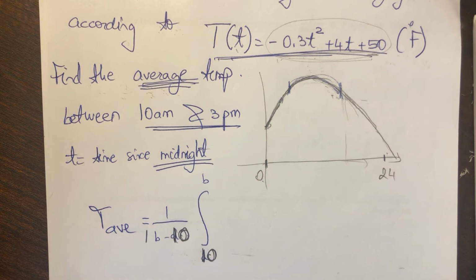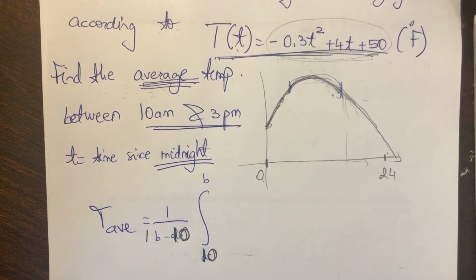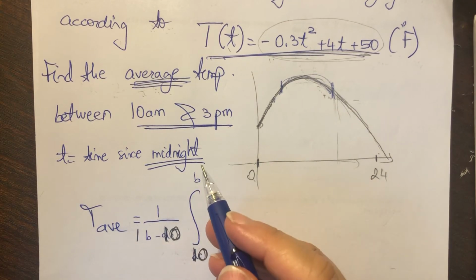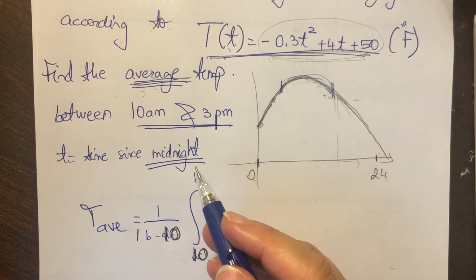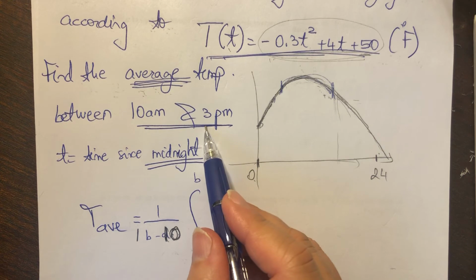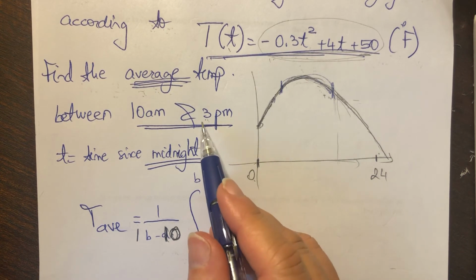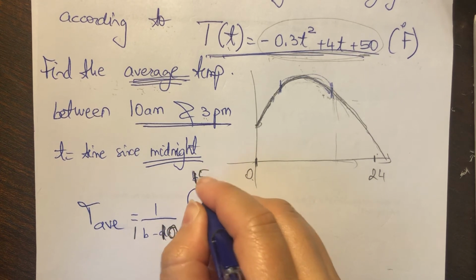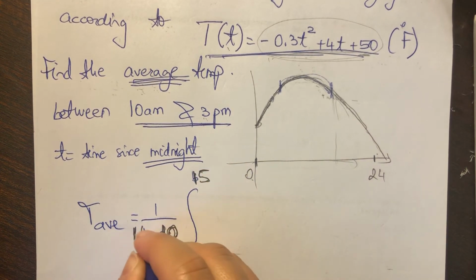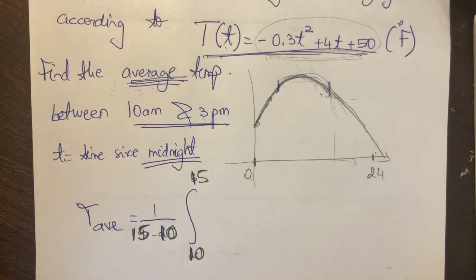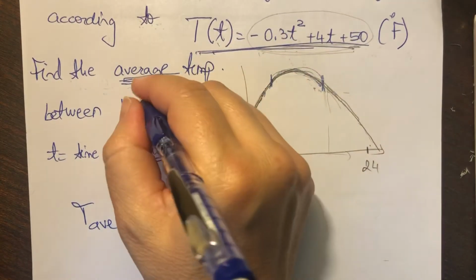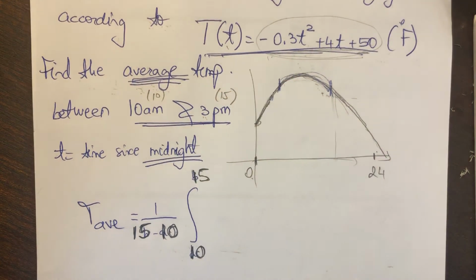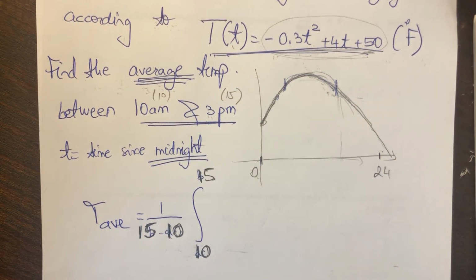3 p.m. is how many hours after midnight? If you think of the 24-hour time measurement rather than 12 hours a.m. and p.m., 3 p.m. is 3 hours after noon, so that's 15. Yes, it's 15 hours. So 10 hours later, and 15 hours later. That's it for the limits.